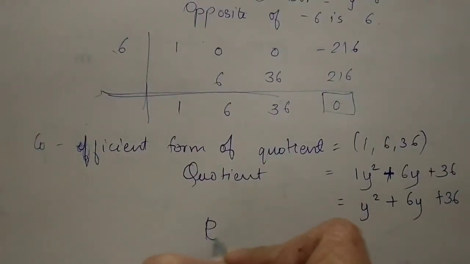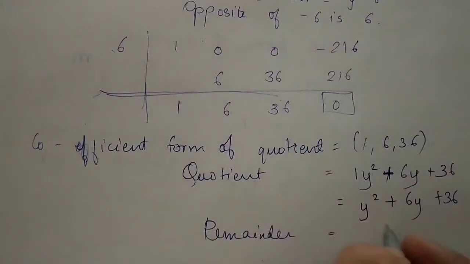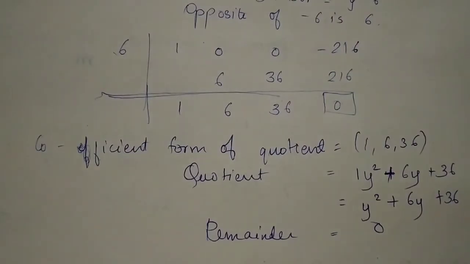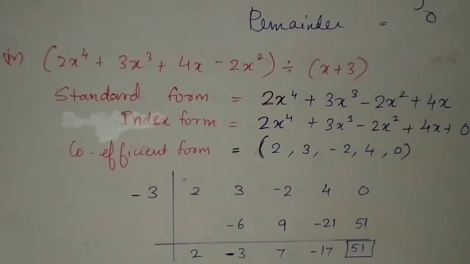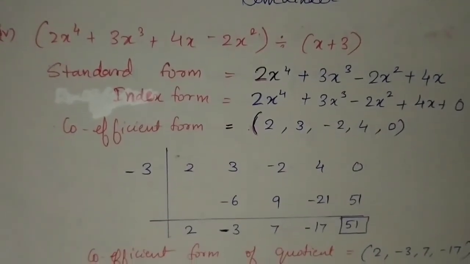So the remainder becomes, the remainder is 0. So you can write down the remainder 0. I forgot to write down in the previous sums. Please mention the remainder also. And now the fourth sum. Now the last sum, that is the fourth sum. Let us have a look.